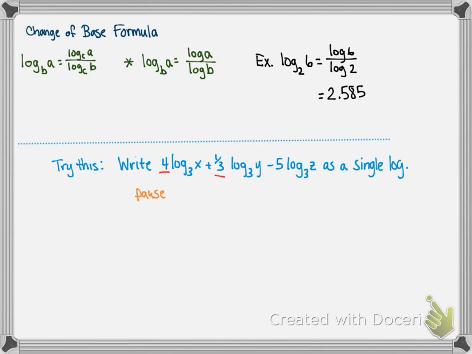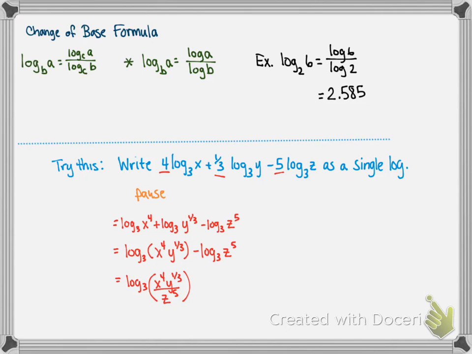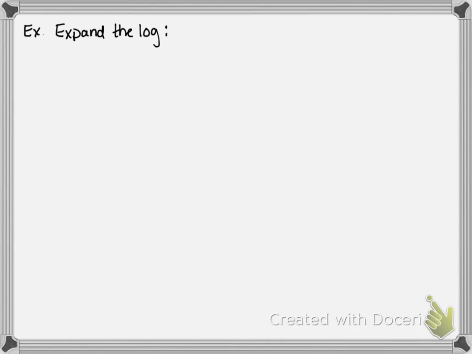Okay, so the coefficients out front are all going to become exponents. So we could rewrite this as log base 3 of x to the 4th plus log base 3 of y to the 1/3 minus log base 3 of z to the 5th power. And the sum of the first two can become the product, log base 3 of x to the 4th times y to the 1/3 minus log base 3 of z to the 5th. Now the difference of two logs becomes a quotient, so log base 3 of x to the 4th times y to the 1/3 over z to the 5th. And that was my answer.